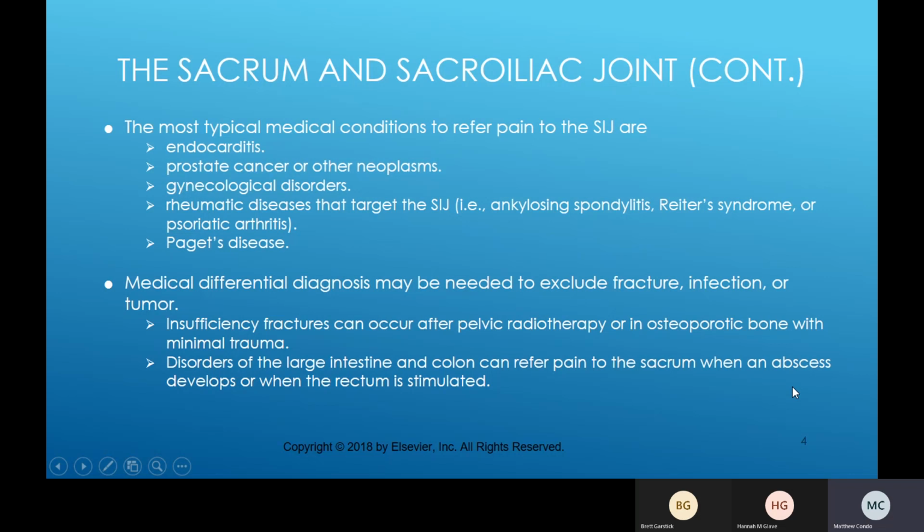What do I mean by that? Ankylosing spondylitis is a rheumatic disease. Reiter syndrome, which we're going to get into just a little later. Psoriatic arthritis, things like that. Paget's disease is a metabolic disorder. And we're going to look at some x-rays later on in Paget's disease specifically.